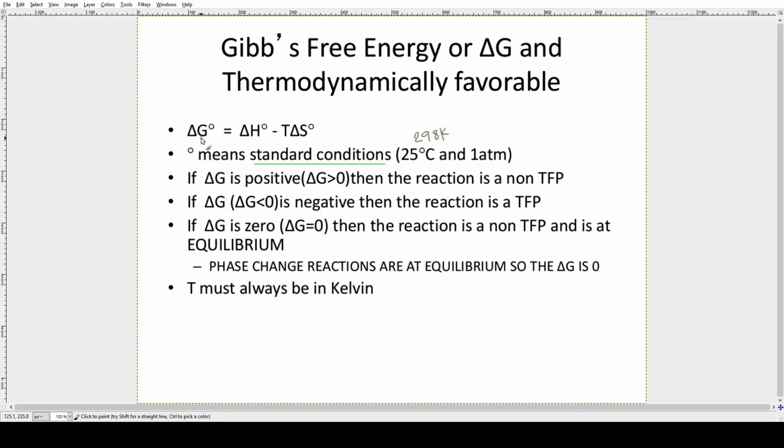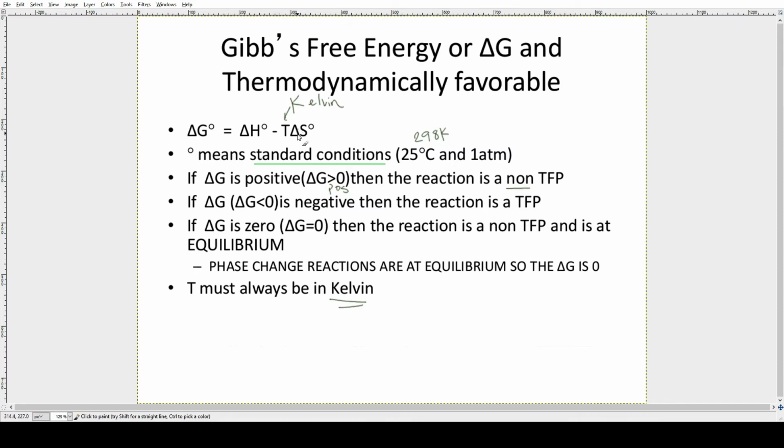So delta G stands for Gibbs free energy. Gibbs free energy at standard conditions is equal to the change in enthalpy at standard conditions minus the temperature in Kelvin times the change in entropy at standard conditions. By looking at the sign of the Gibbs free energy, you can figure out if something will be thermodynamically favorable. If the change in Gibbs free energy is greater than 0, so positive, then the reaction is not thermodynamically favorable, non-spontaneous. If it is negative, then the reaction is thermodynamically favorable.